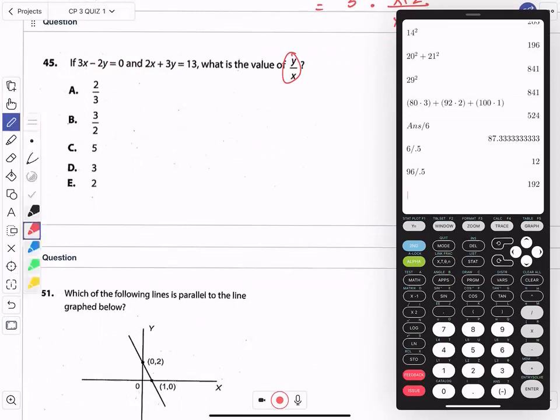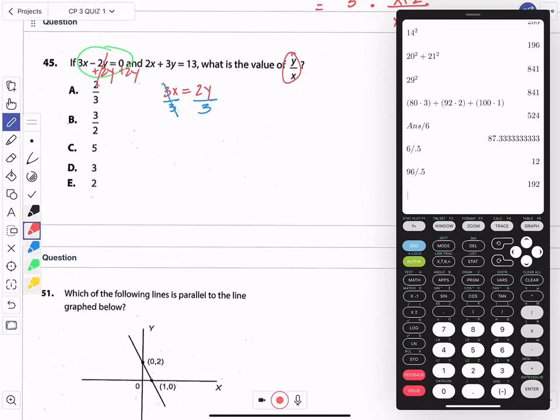But I also notice if I just want to know y over x, I'm going to take this equation here. The reason why I want to take this equation is because I could move this y over very easily. In fact, I could just take this y and add it over to the other side. So I'm going to move 2y to the other side.